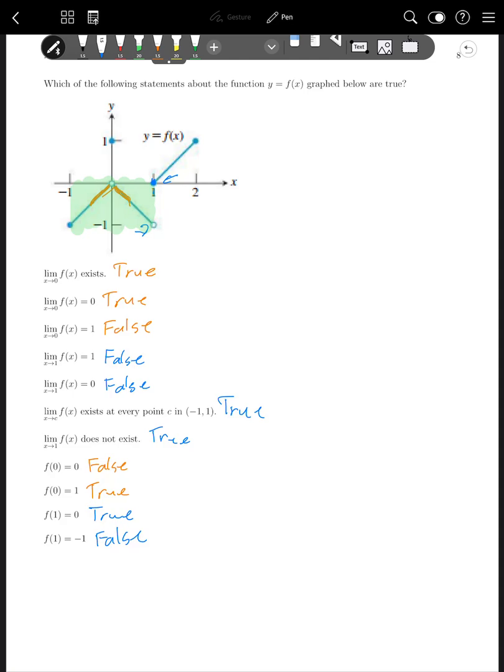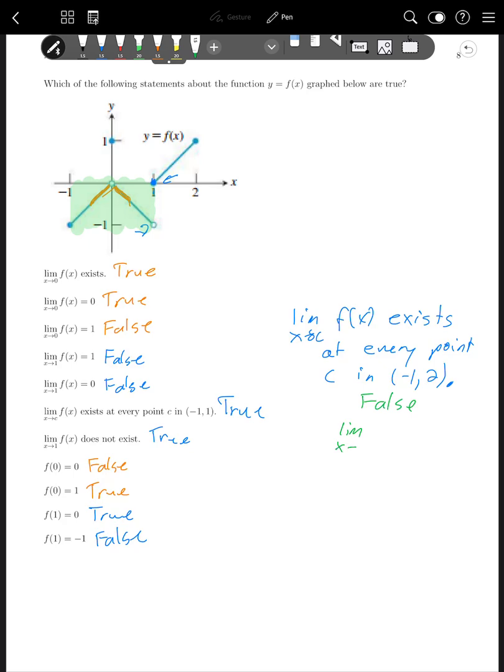Okay, so if I were to ask the same question, except say the limit as x approaches c of f of x exists at every point c in negative 1, 2, the answer to that would be false. Because the limit as x approaches 1 of f of x does not exist because it jumps. Okay, so this is really what we're looking out for, is are there jumps in the graph? Anywhere there's a jump, not just skipping over a single value but leaping like this, you're going to not have a limit.